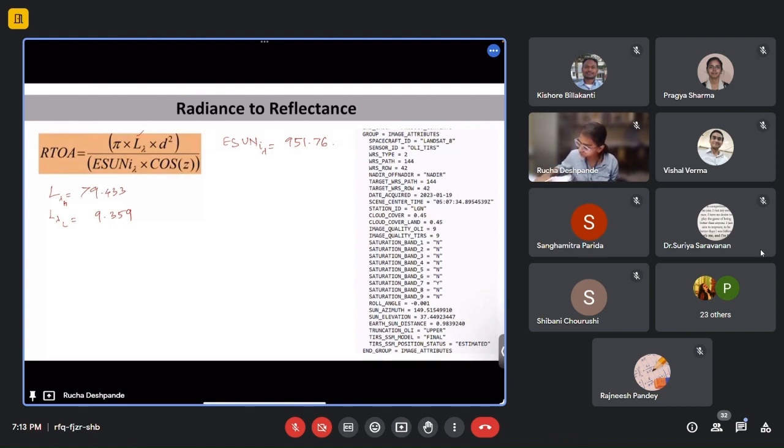The way to know that your answer is near correct is that your reflectance should lie between 0 and 1.